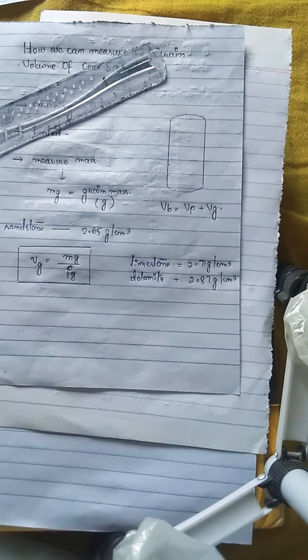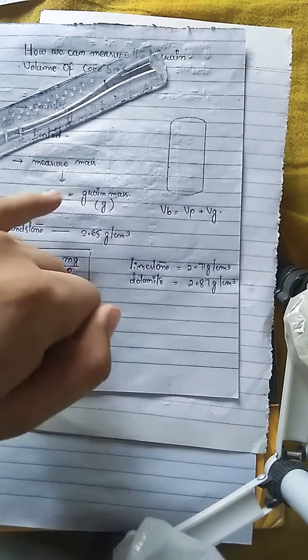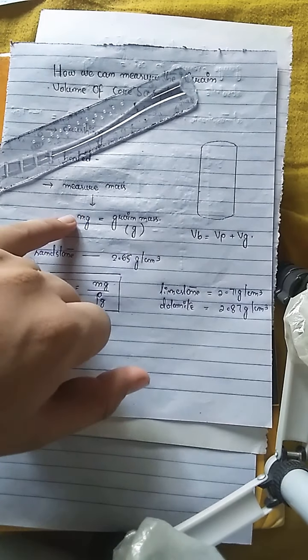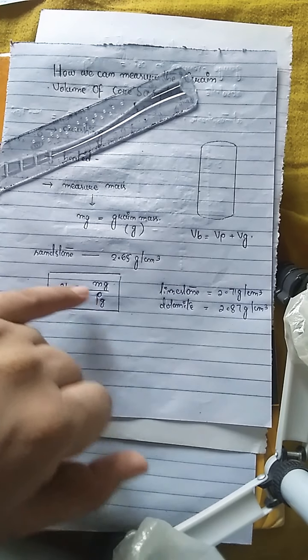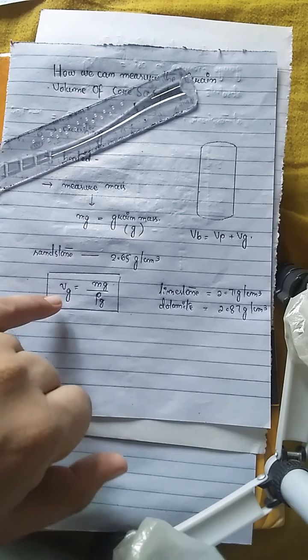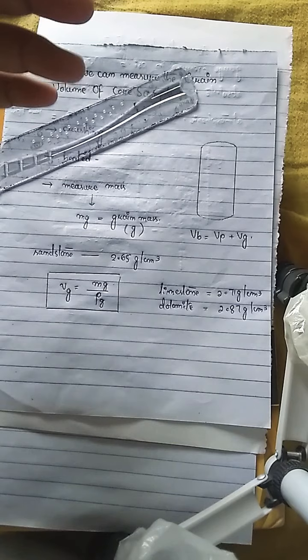We know the density of the rock mineral. We measured the mass of the grain sample. By dividing the mass by the density, we can easily get a volume value which represents the grain volume of the sample. In this way we can easily measure the grain volume of the sample.